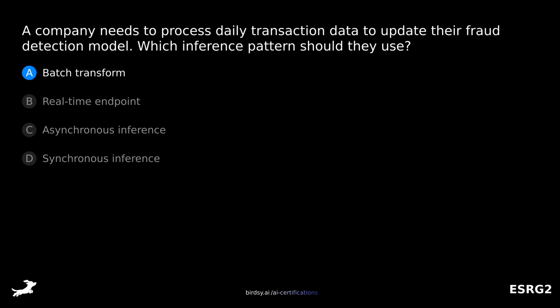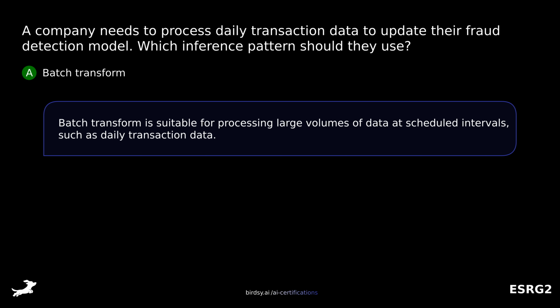Is it A, batch transform, B, real-time endpoint, C, asynchronous inference, or D, synchronous inference? The answer is A, batch transform. Batch transform is suitable for processing large volumes of data at scheduled intervals, such as daily transaction data.